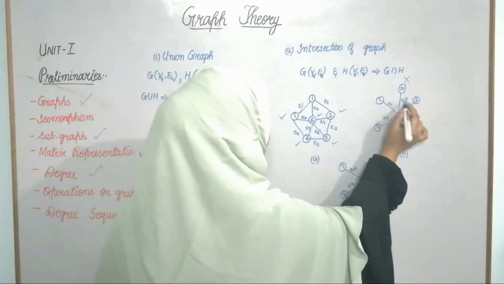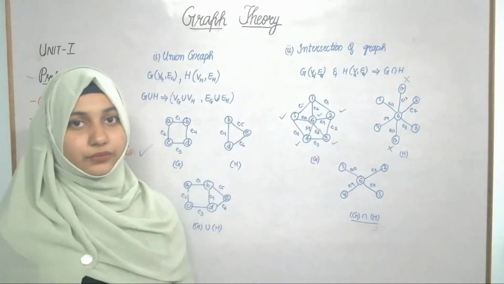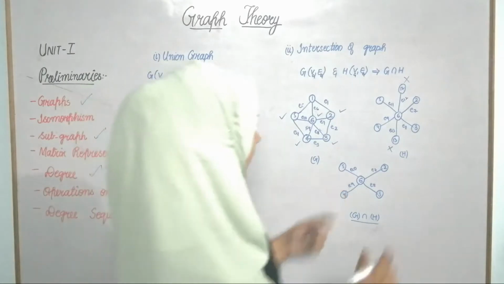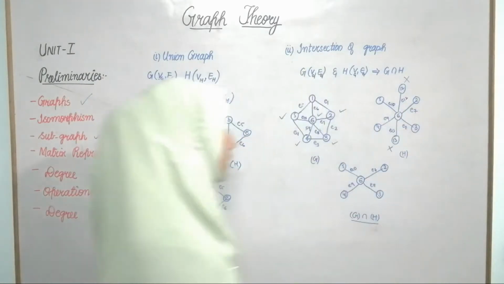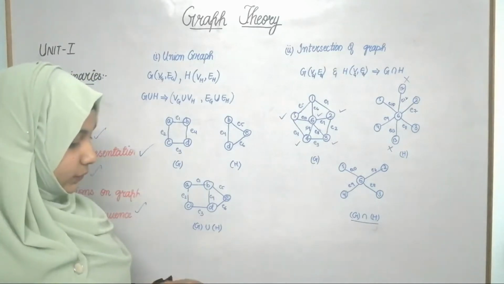Suppose here you have E11 where the other graph has E10. Both are different, so you are not going to include this. Getting it? The edges must also match. This is intersection. Clear? Let's see the other ones.